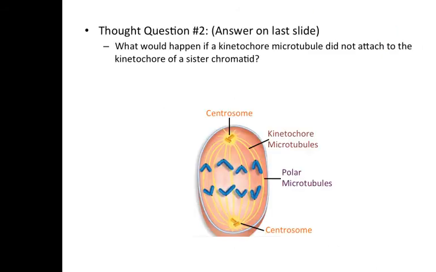Let's pause for another moment to reflect on the important role that kinetochore microtubules play during mitosis by answering the following thought question. What would happen if a kinetochore microtubule did not properly attach to the kinetochore of a sister chromatid? Think about this question for a minute, then check the slide at the end of the microlecture for some answers.